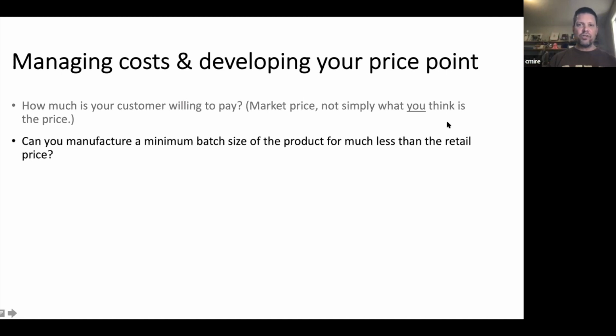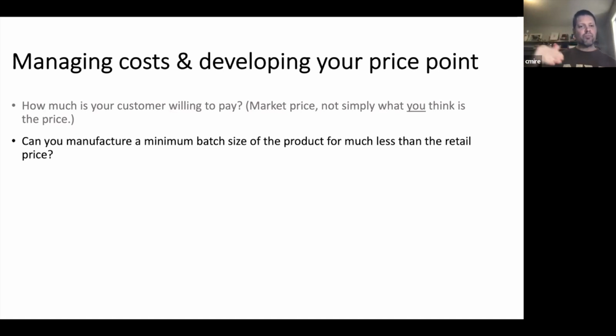Now, can you manufacture a minimum batch size of the product for much less than the retail price? This is key because as you look at the components of a product, the labor it takes, any shipping costs to bring these components in, any shipping costs to ship it out to your customers, storage costs, this is sitting in a warehouse and I'm paying for that space. All those things factor into how much it's going to cost to make this product. And obviously, as you scale up, if you're making 100 of them, it's going to cost a certain unit price. If you're making 1,000, the unit price is going to be less, but your upfront money is going to be a little greater than it was for 100. And so on, up to 10,000, 20,000, whatever.